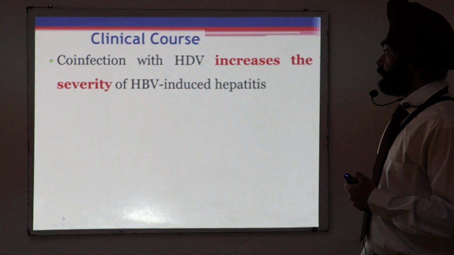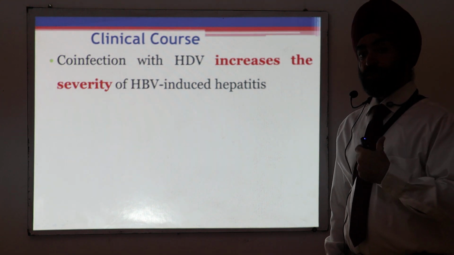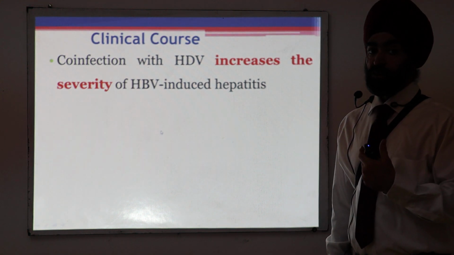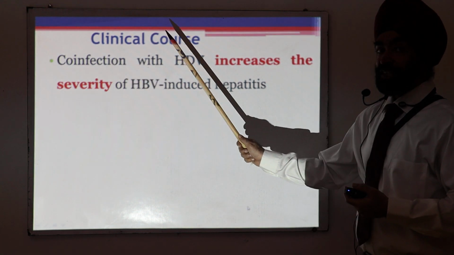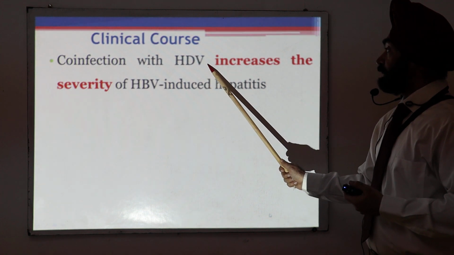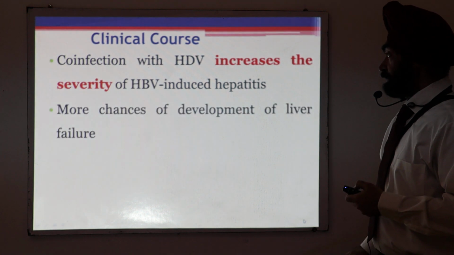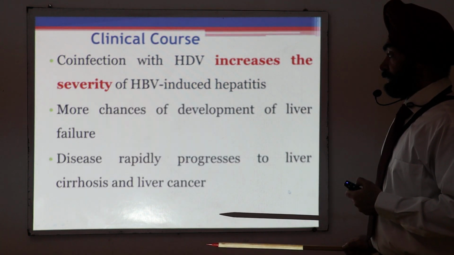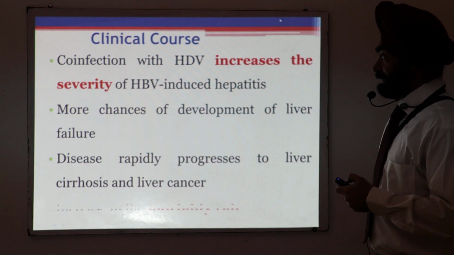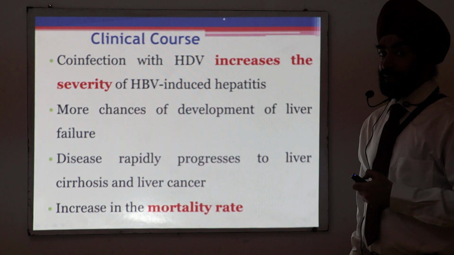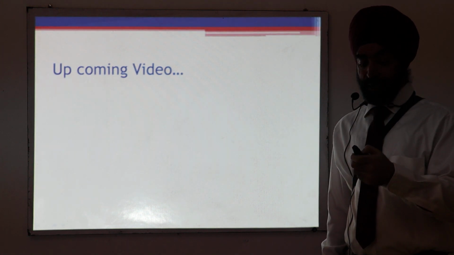So the clinical course: now the person is suffering from hepatitis B, there is another infection, hepatitis D, so obviously you can say the symptoms will be very much increased. Co-infection with hepatitis D virus increases the severity of hepatitis B, more chances of development of liver failure, and the disease will rapidly progress to liver cirrhosis or liver cancer and an increase in the mortality rate. So this is what I wanted to discuss with you about hepatitis B and D.